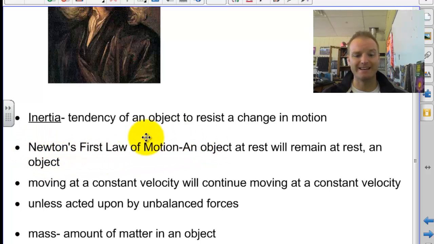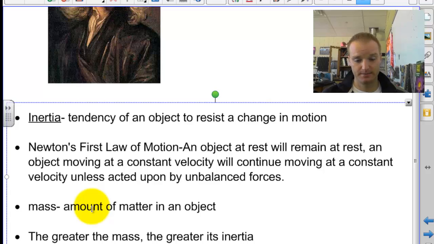Here's our big idea, really the big idea of the day. The first law of motion states an object at rest will remain at rest. An object moving at a constant velocity will continue moving at a constant velocity unless acted upon by unbalanced forces. So a lot going on here. Things that are moving want to keep moving. Things that are stopped want to stay stopped. Unless, again, those forces, those pushes or pulls, unless those unbalanced forces act on them and cause them to change their motion.